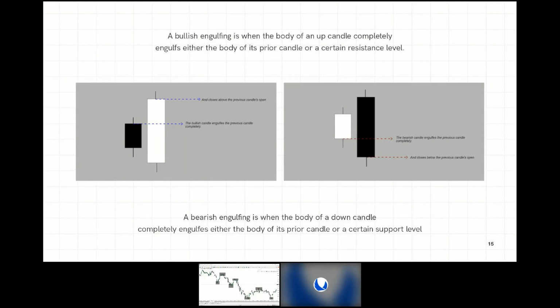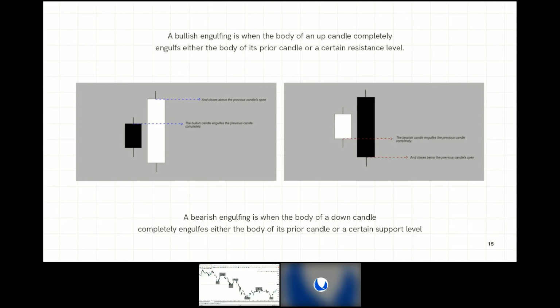While this is the bearish engulfing. A bearish engulfing is when the body of a down candle engulfs either the body of its prior candle or a certain support level. You can see this is a bearish engulfing candle right here. The candle completely engulfs the previous candle and closes below it. That's the idea behind engulfing candles.